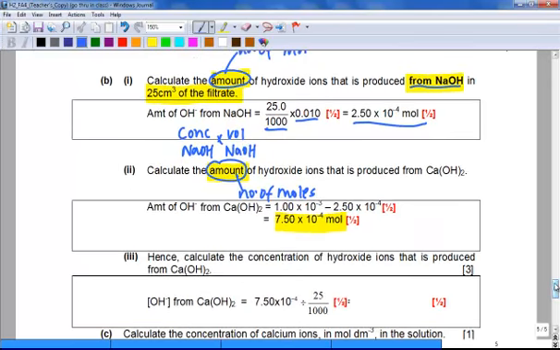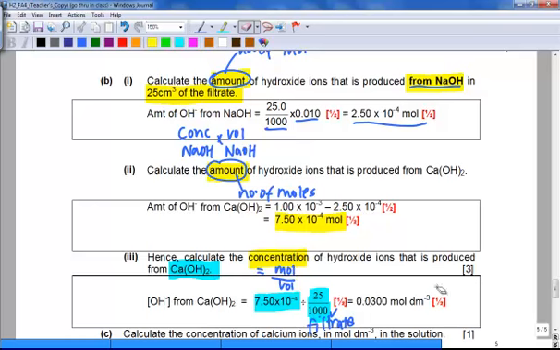The next part asks for concentration. And we know that concentration is equals to mole over volume. And we know that the concentration of hydroxide ions that is produced from calcium hydroxide, very simple, just take the moles of calcium hydroxide, divide by the volume. The volume is simply the filtrate volume. This number of moles is present in 25 cm cube of the filtrate, so you divide by the filtrate, you can get 0.03 moles per dm cube. So this is what the question wants.